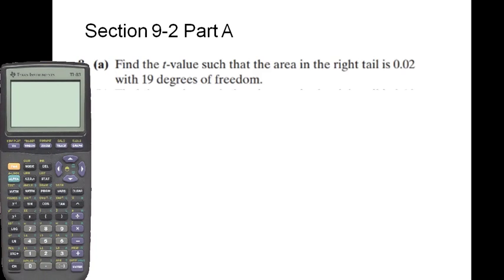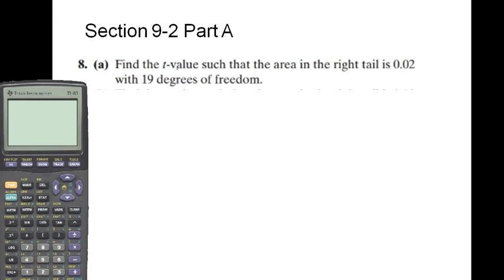All right, this is section 9-2, part A. We're going to learn to read t-tables. Find the t-value such that the area to the right tail is 0.02 with 19 degrees of freedom. So they're telling me the degrees of freedom equals 19, and that automatically means that n was equal to 20. There's a formula that you should know: degrees of freedom is equal to n minus 1 for t-tests or t-intervals.